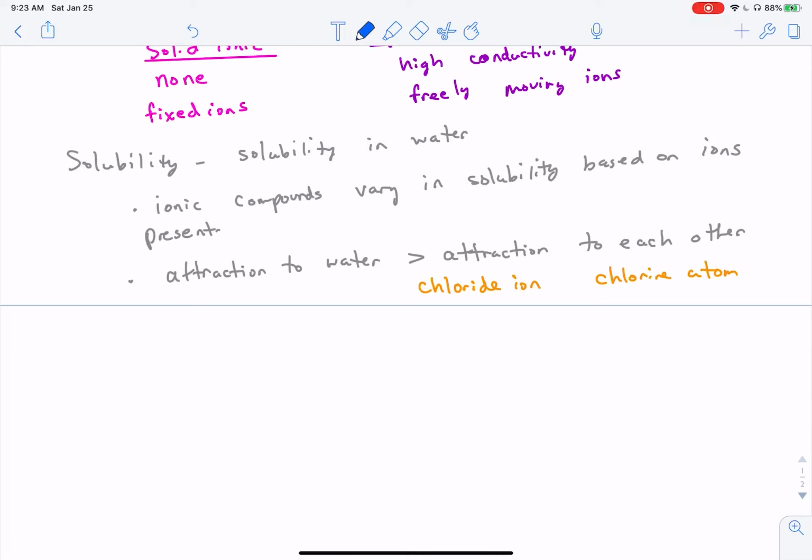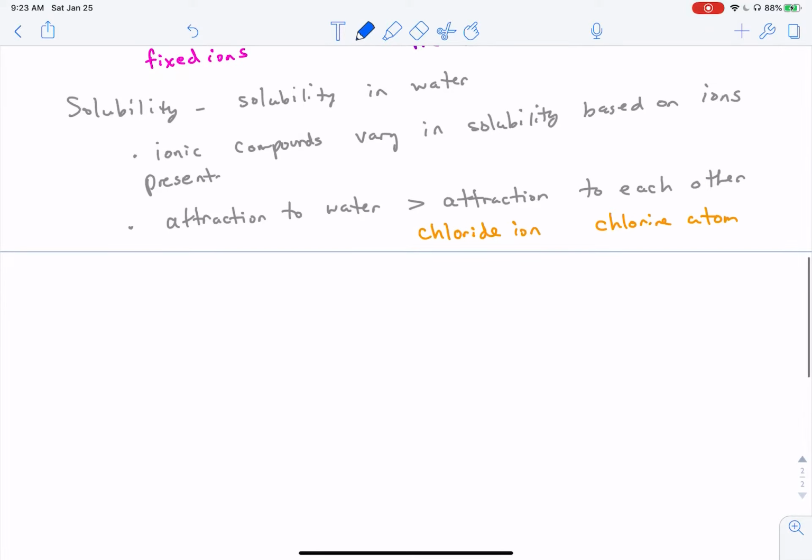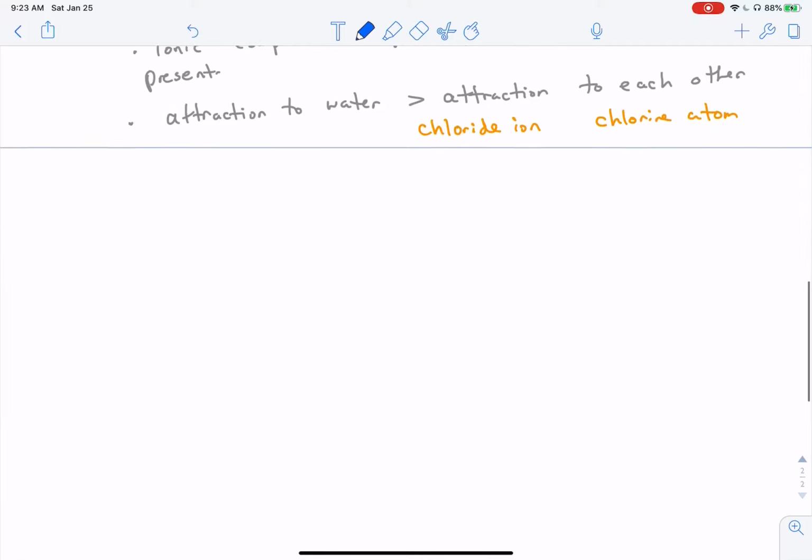Okay, so we'll do metallic bonding next, even though it's not necessarily in that order, and then we'll go back to covalent because the majority of this topic is about covalent bonding. That's just kind of the nature of this.